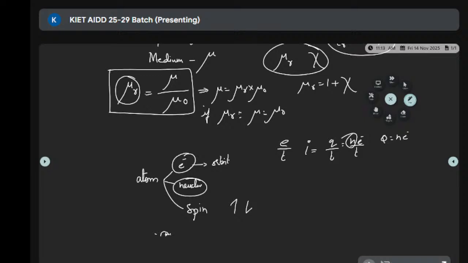Nucleus is also in motion. The sum of these three motions, the resultant value, if it is not equal to 0, then depending upon the value, some amount of magnetic moment it is going to show. So this is at the atomic level.